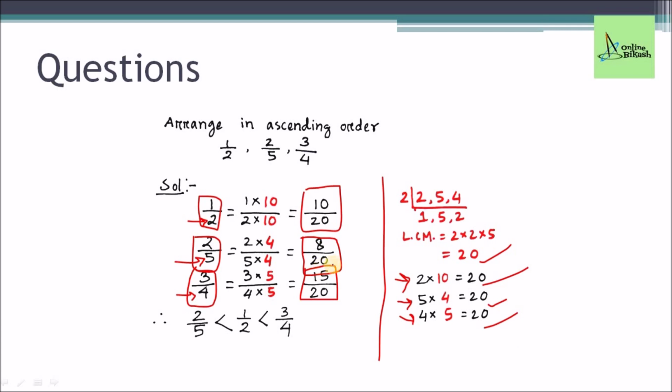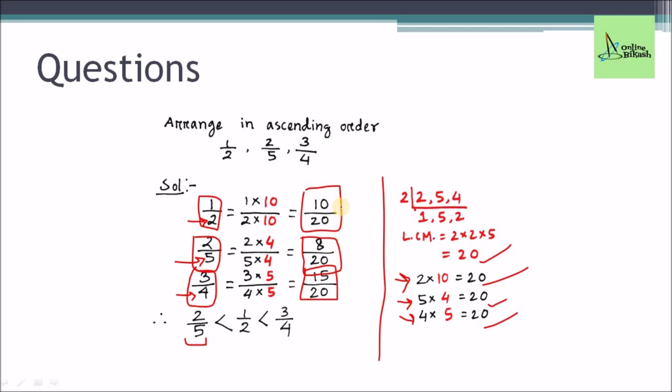Then you see here it is 10 by 20, the denominator is 20, 8 by 20, the denominator is 20, 15 by 20, the denominator is 20. All are having the same denominator. Now you can easily tell me which one is the smallest here. You will say 8 by 20. 8 by 20 means 2 by 5. So I am writing 2 by 5 at first, because we are arranging them from the smallest to the greatest.